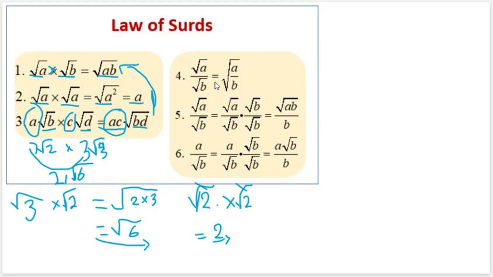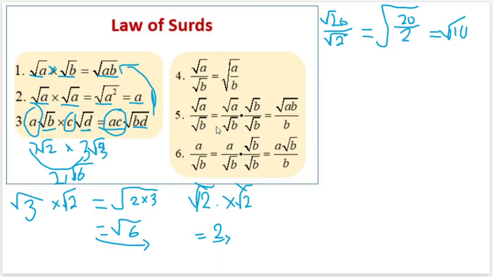Now the fourth one is when a surd is being divided by a surd, all you do is bring the surds together. So if I have an example of root 20 divided by root 2, that will be the same as just writing the whole thing inside one root, which is 20 divided by 2, which eventually gives us root 10.